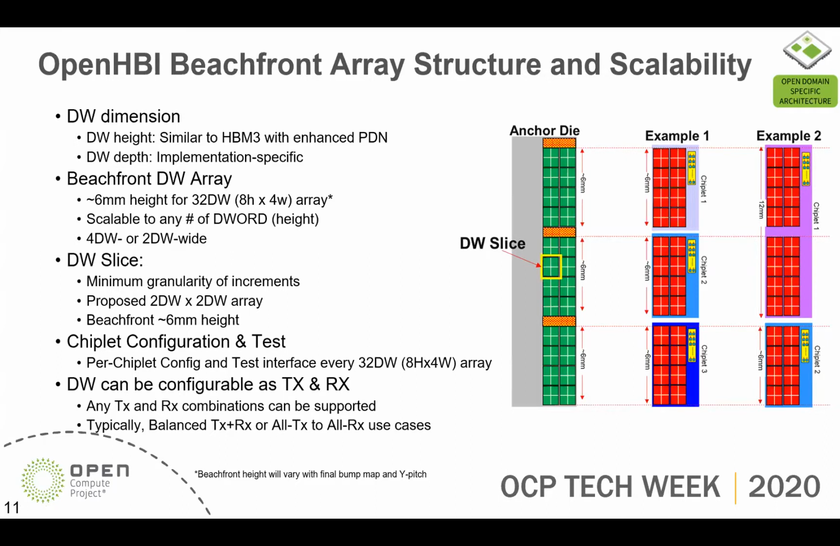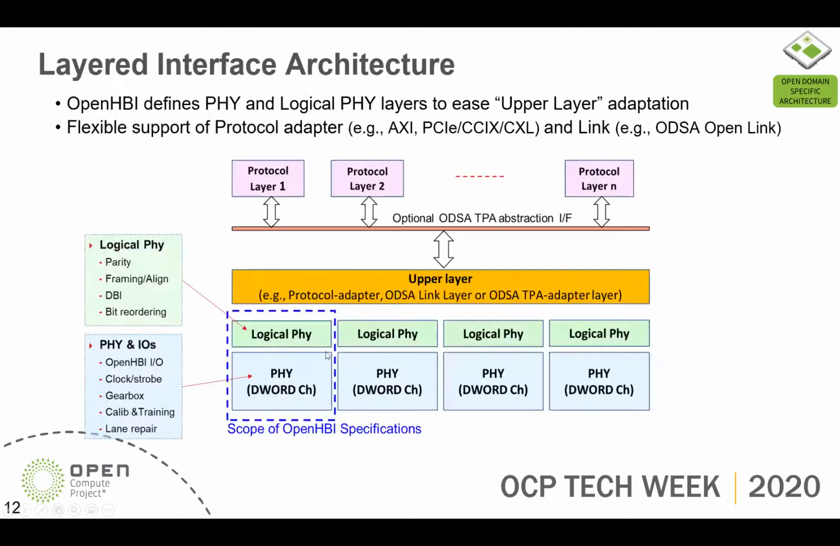So for that, we have a standard defined and recommended D-word dimension, height, depth, granularity of increments, again, the D-word array structure, and the provisioning of the config and test interface for each chiplet. And this is one of the elements we defined to enable cross-vendor interoperability.